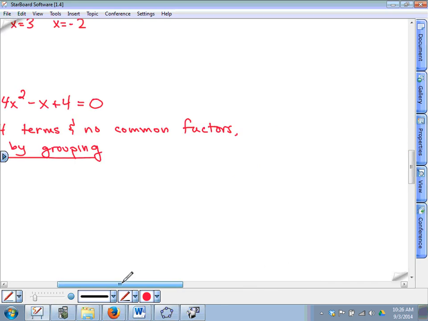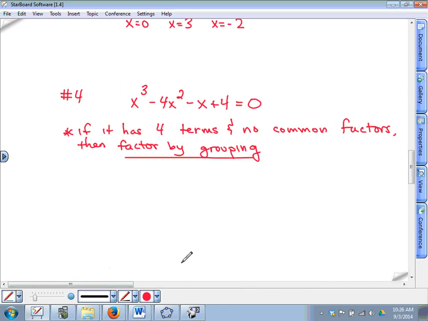So on our problem here, question 4, you're going to group the first 2 terms, x to the 3rd minus 4x squared, and then you're going to group the last 2 terms. And we have to factor out common factors just from the individual groups, not from the whole thing. So from the first grouping, what can we take out? X squared, that leaves you with x minus 4.